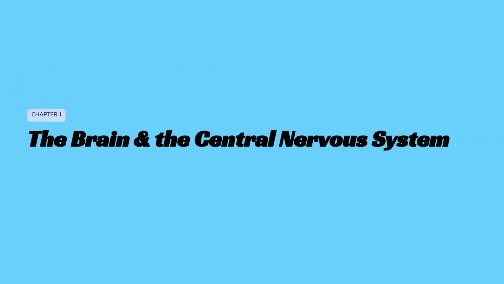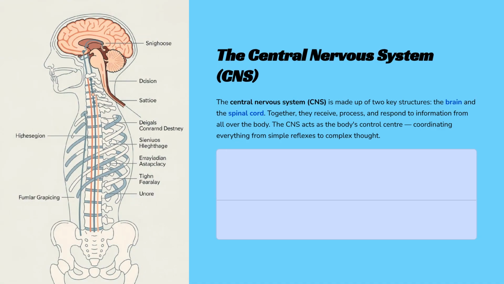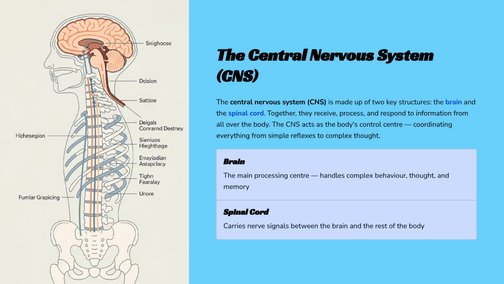We begin with Chapter 1, the brain and the central nervous system. We'll start by understanding how the brain integrates into the body's communication network. The central nervous system, or CNS, is the body's control center. It comprises the brain and the spinal cord, working together to receive, process, and respond to information. The brain is the main processing center, while the spinal cord carries nerve signals throughout the body.